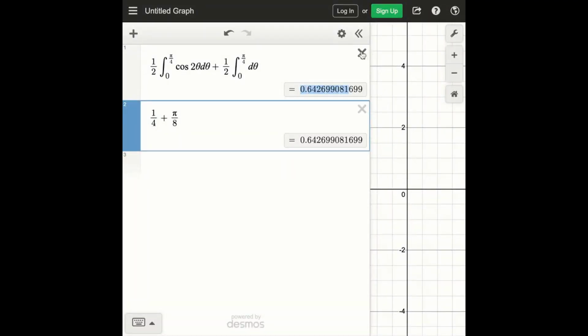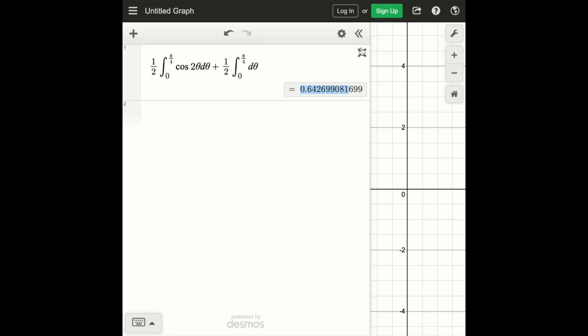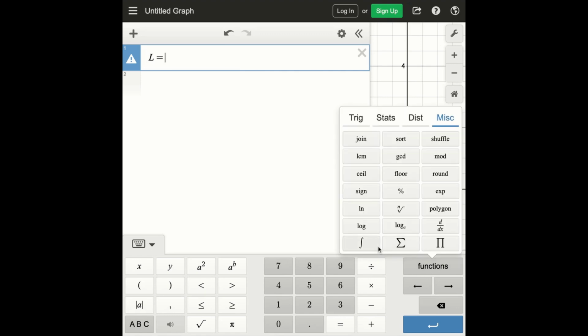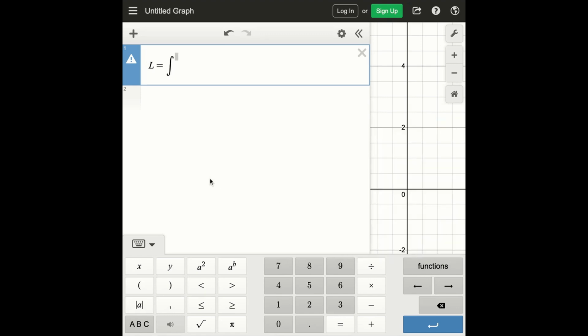In this problem, we're going to be using the arc length formula, and the arc length formula goes by this. It's L is equal to the integral from, we'll call it a to b, of the square root of 1 plus dx/dy, squared.